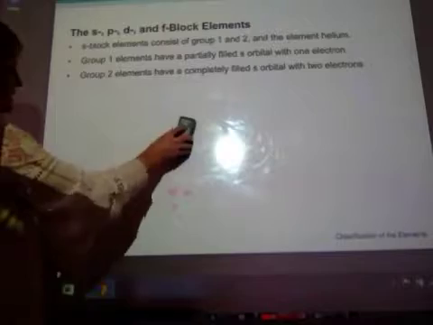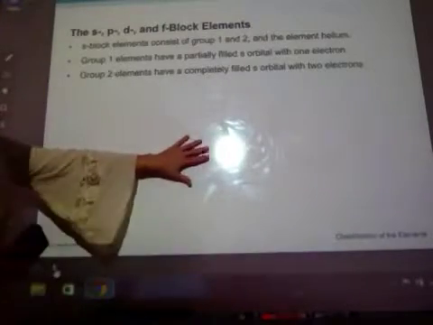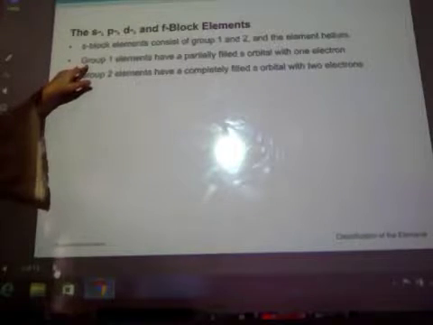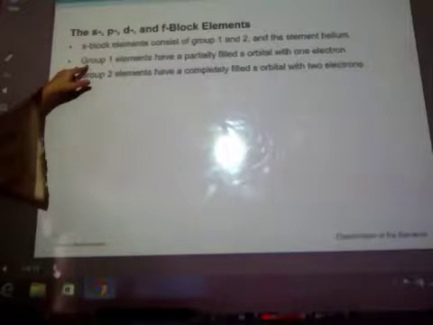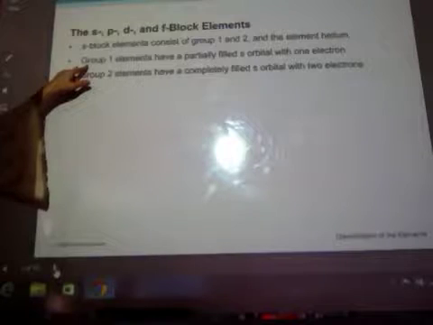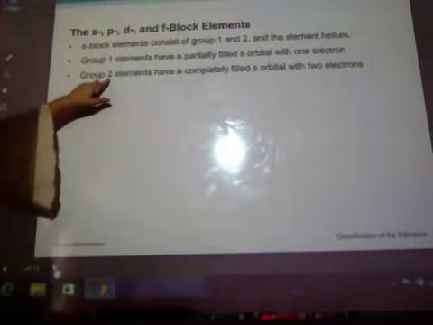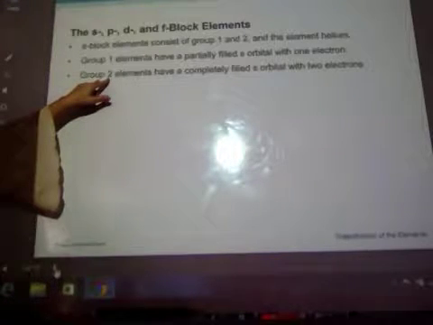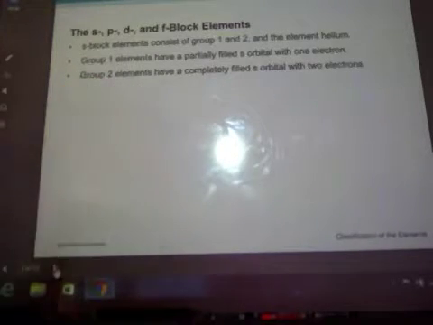So here they're just going into more depth on what I already talked about. The s block consists of groups 1 and 2 and helium, because helium only has 2 electrons. Group 1 elements have a partially filled s orbital, so there's only 1 electron in it; it's not completely full. Group 2 elements have a completely filled s orbital, so they end with s2 because it's totally full.